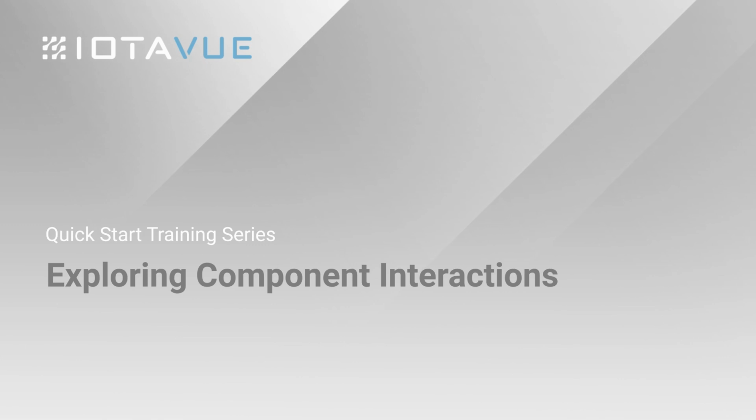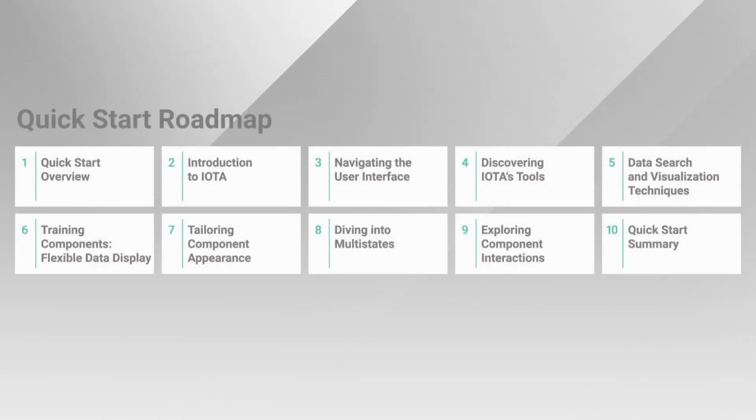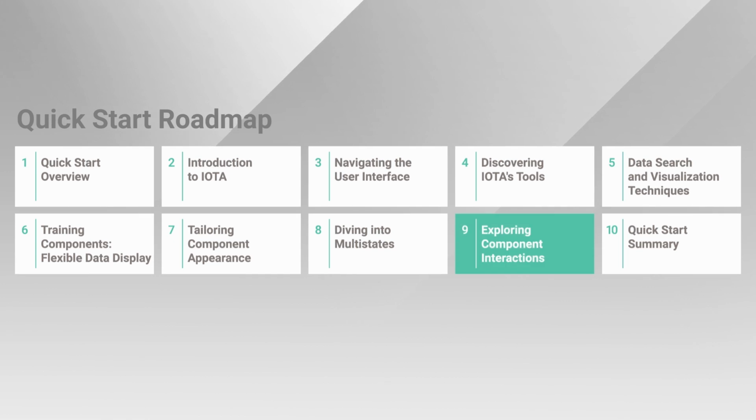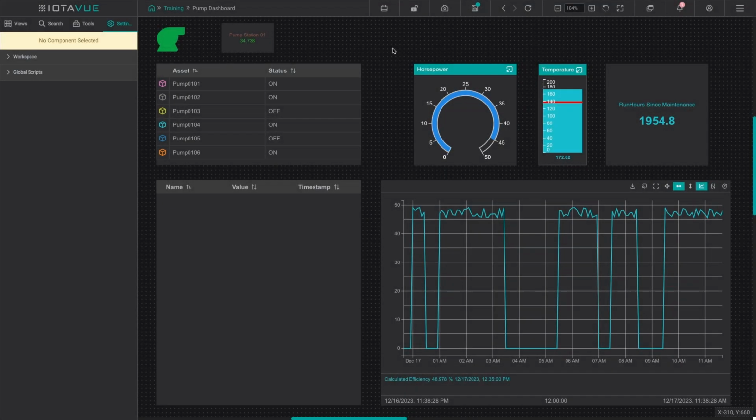Hello and welcome back. In our previous video, we successfully configured various multi-states. Now, let's focus on how to configure interactions between components on our dashboard. The aim for our dashboard is the following. When you click on a pump in the overview table, all other components should update to display specific details of that selected pump based on their training.